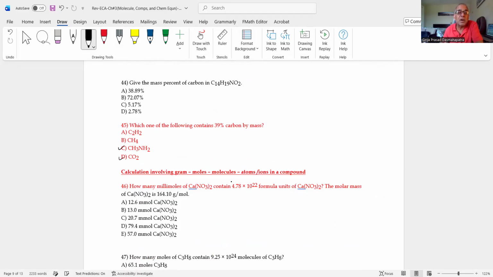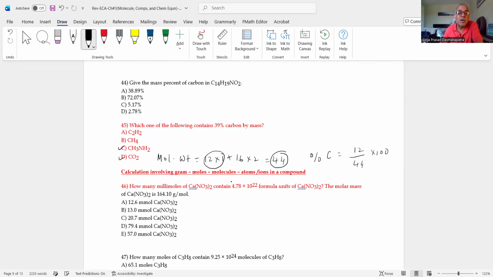In case of carbon dioxide, I will not calculate everything, but I will tell you the molecular weight is like this: 12 into 1, because in carbon dioxide there is 1 carbon atom. There are 2 oxygen. So it will be 44. Out of this 44, what is contributed by carbon? It is 12. So percentage of carbon is 12 over 44 into 100.